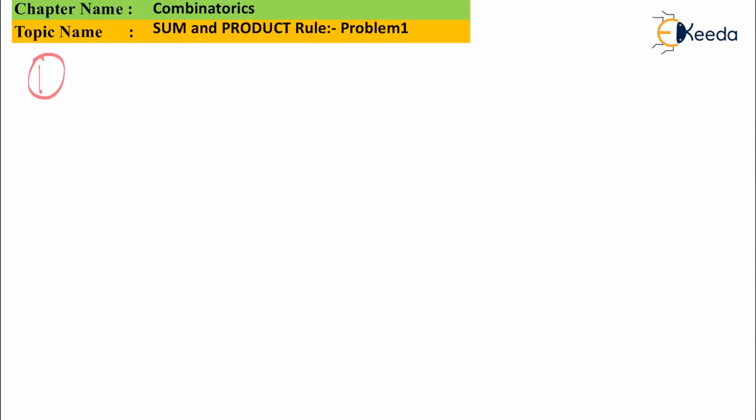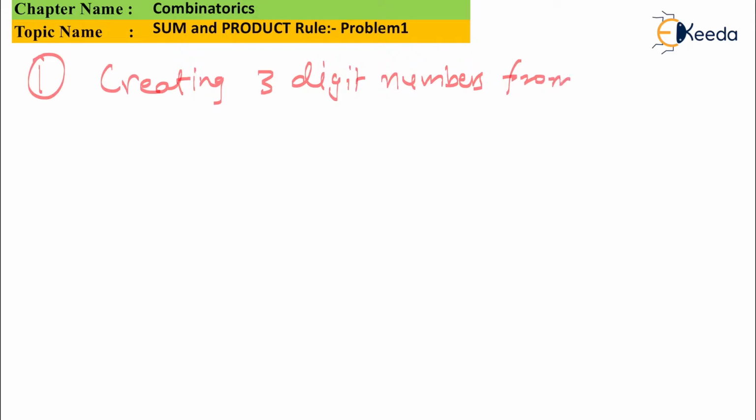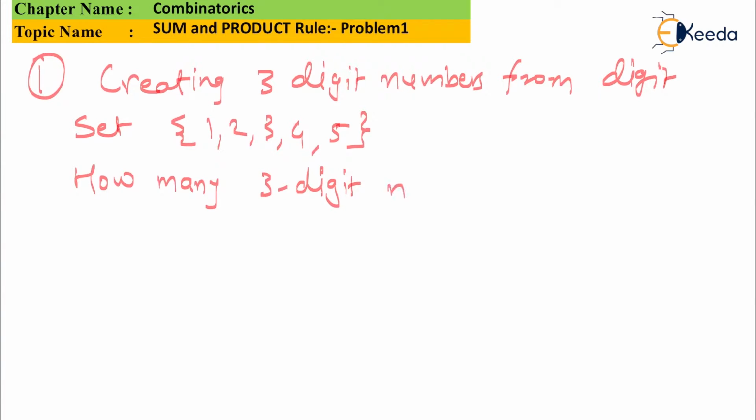Consider the problem of creating three-digit numbers from a digit set. The digit set is given: 1, 2, 3, 4, 5. So basically we are going to use only these 5 digits and we are interested in how many 3-digit numbers can be formed given these 5 digits. So the question is, how many 3-digit numbers can be formed?